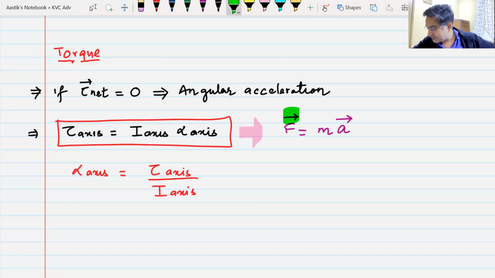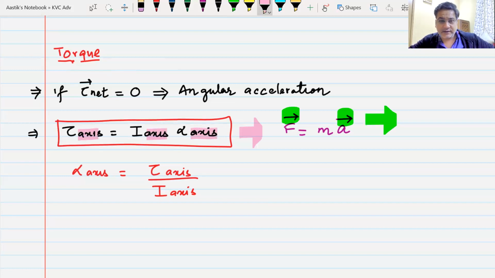Basically, the difference is in the vector notation. This is a vector equation: net force is equal to mass into net acceleration. In whichever direction that force is, the acceleration would be in that direction. This is a vector equation. It's valid in all dimensions, it is valid everywhere. But the equation that I have written for torque is only valid on the axis that we are talking about.